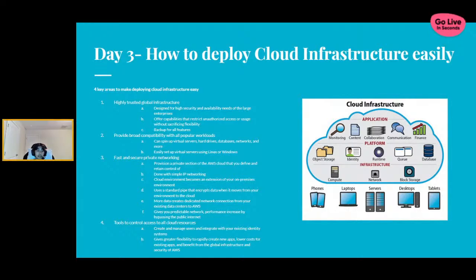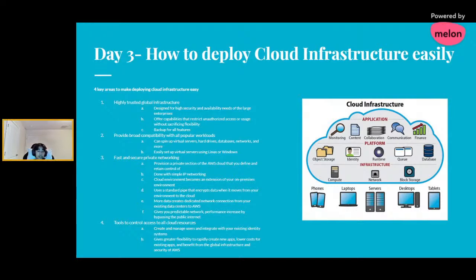Number one is the highly trusted global infrastructure. This is designed for the high security and availability needs of large enterprises. It offers capabilities that restrict unauthorized access or usage without sacrificing flexibility, and it's ultimately a backup for all features. Number two is providing broad compatibility with all popular workloads. Here you can spin up virtual servers, hard drives, databases, networks, and more, and you can easily set up virtual servers using Linux or Windows.